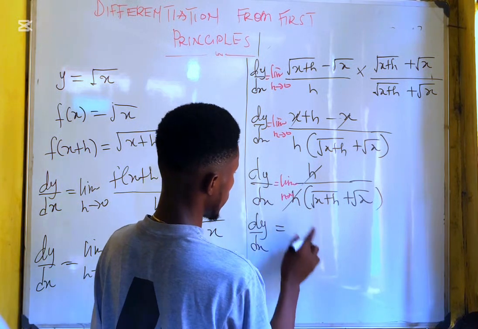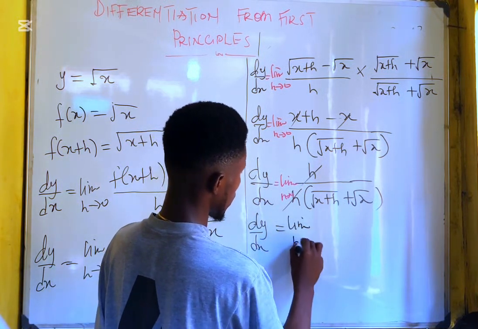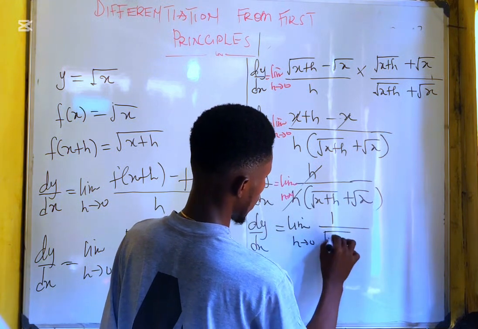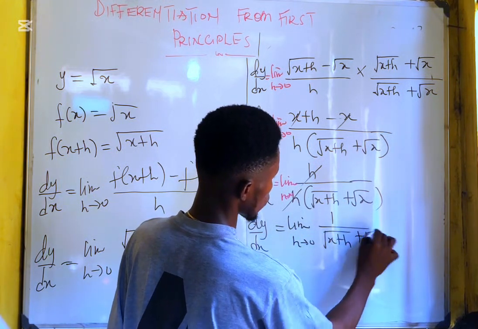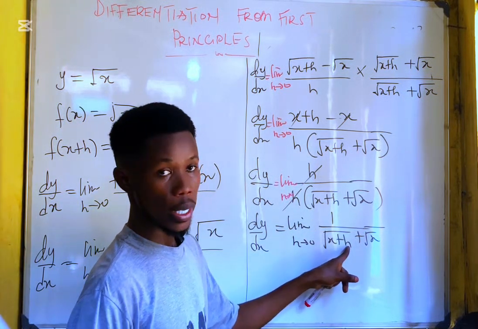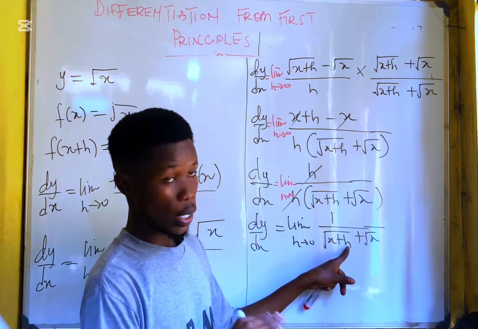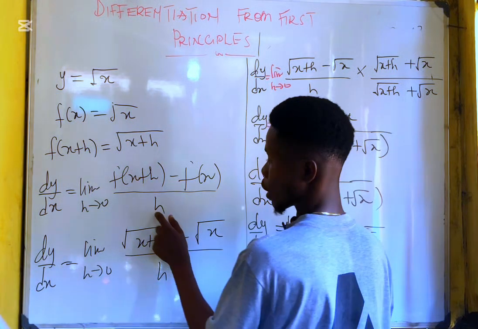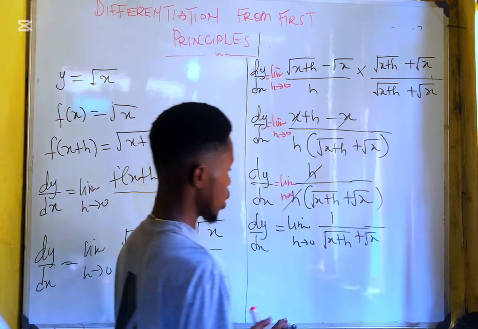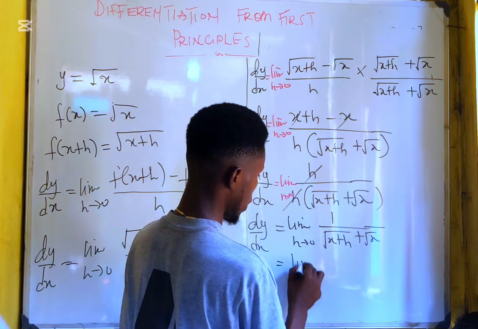So I'm going to have the limit as h approaches 0 of 1 over square root of x plus h plus root x. Now here, if I put h to be 0, I won't get 0 at the denominator. What we are doing is that we don't want to get 0 at the denominator. That's why we do some simplification.